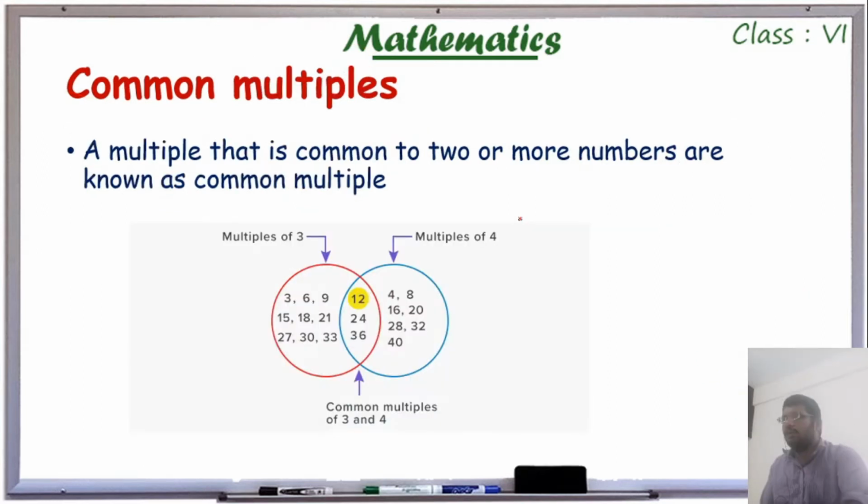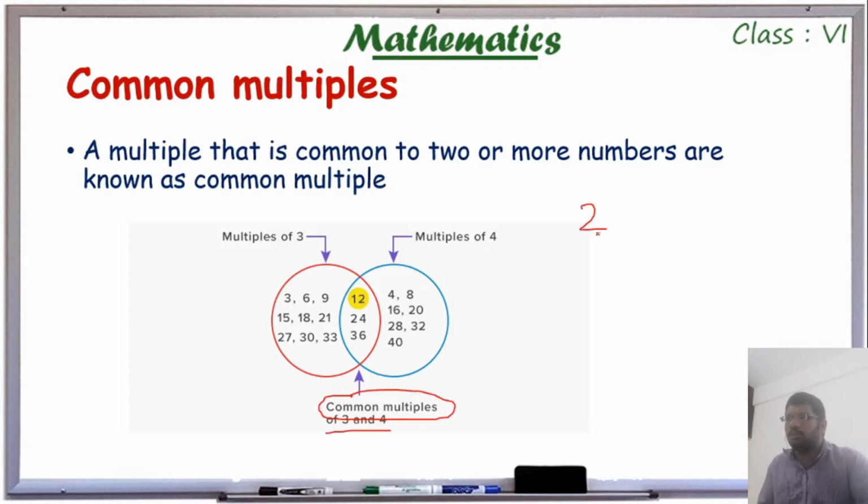And what are common multiples? Common multiples are, as in the case of factors, the common numbers. For example, multiples of 3 are indicated in red circles and multiples of 4 in blue circles. There are some numbers which are common to both multiples of 3 and multiples of 4. For example, 12. 12 is a multiple of 3 as well as a multiple of 4. So it is a common multiple of both 3 and 4.